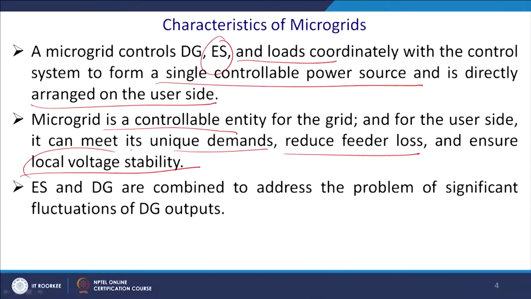It can fetch a little more power from another microgrid, share power, reduce feeder losses and ensure local voltage stability. So, you may have peer to peer networks and all those entities we have discussed, and by applying them we can ensure local voltage stability. The energy storage elements and DGs, that is distributed generations, are combined to address the problem of significant fluctuations of the DG outputs. So, that is something we need to keep in mind.